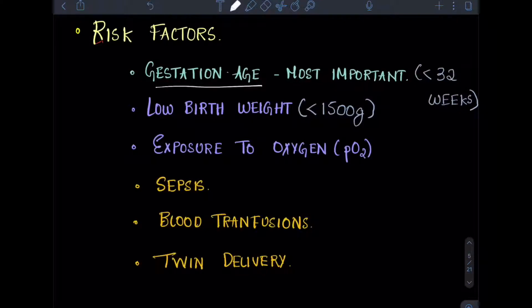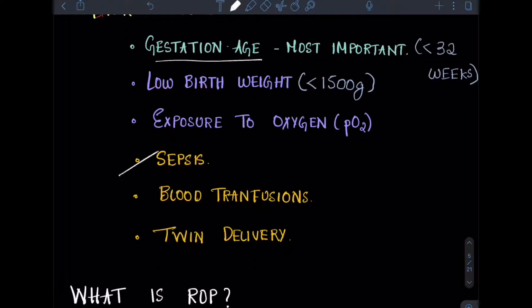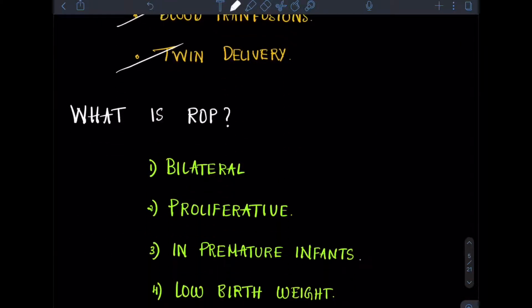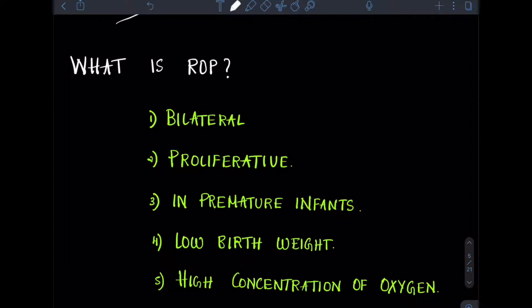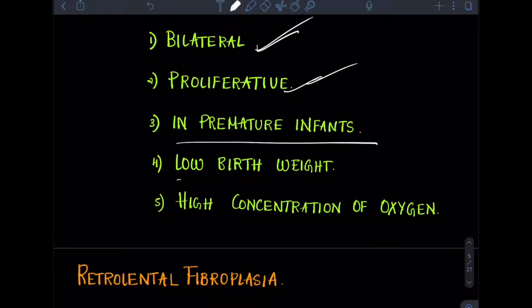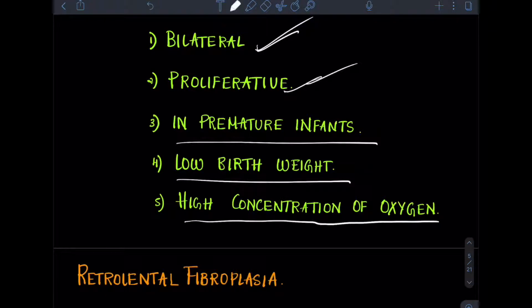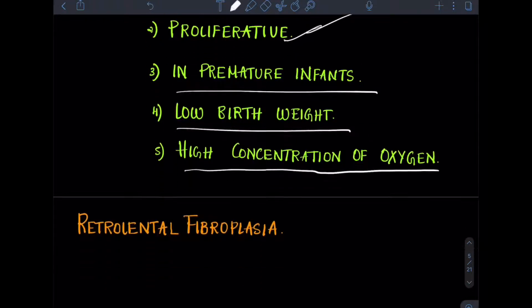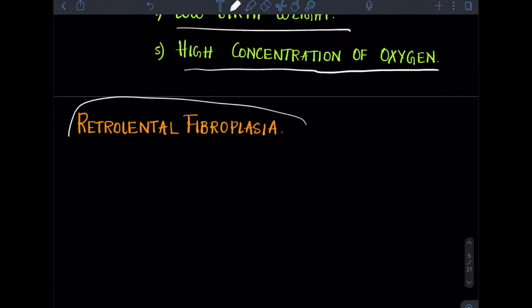So now to reduce this risk, less than 30% concentration of oxygen is given to the prematures. Next is sepsis, blood transfusions, and twin delivery. So now what is ROP? The definition of ROP. It is a bilateral, it occurs in both eyes, proliferative disease occurring in the premature infants who have low birth weight and are exposed to high concentration of oxygen. This is the definition of ROP. It was also called retrolental fibroplasia in the past.